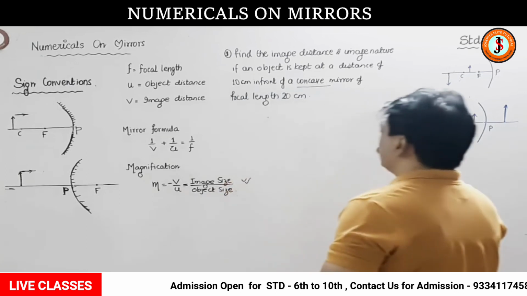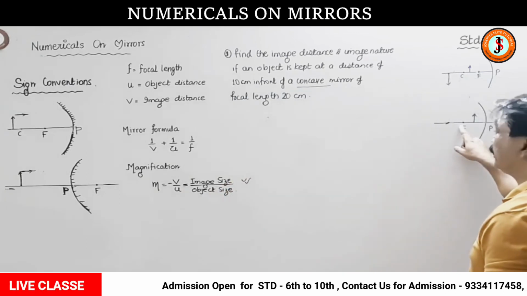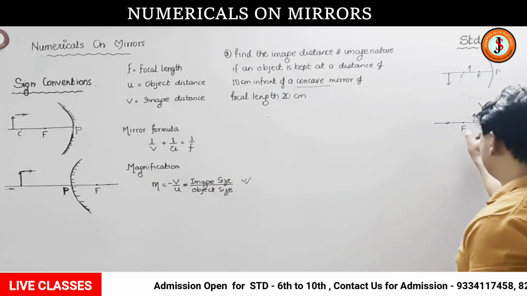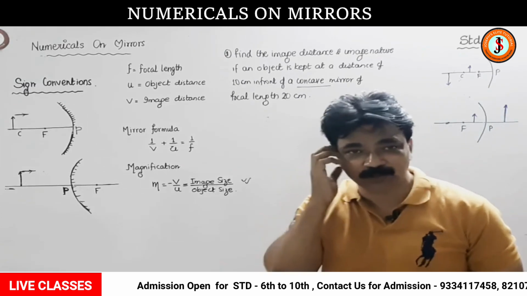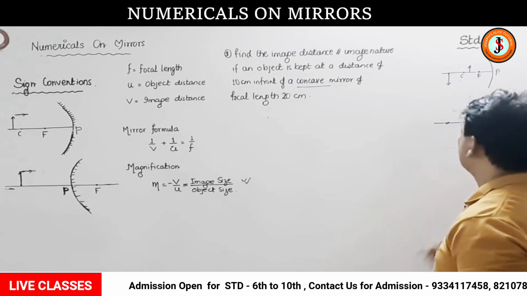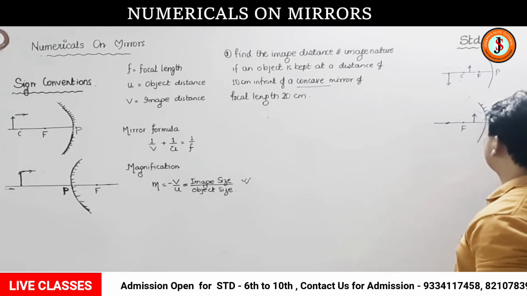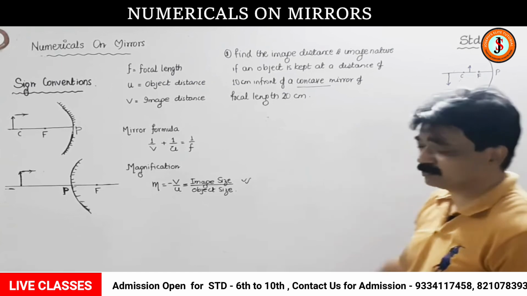Alright, we try to see. So that means focal length is 20 and the object is kept here, at 10. My answer should be positive, isn't it? My answer should come positive because the image will be formed this way. So if I'm right, and if the relationship is right, we'll get to that.